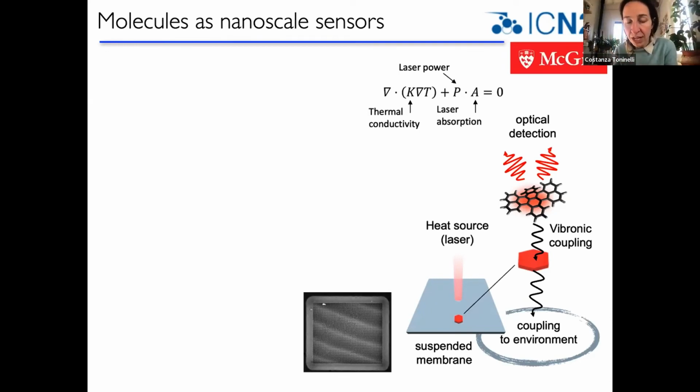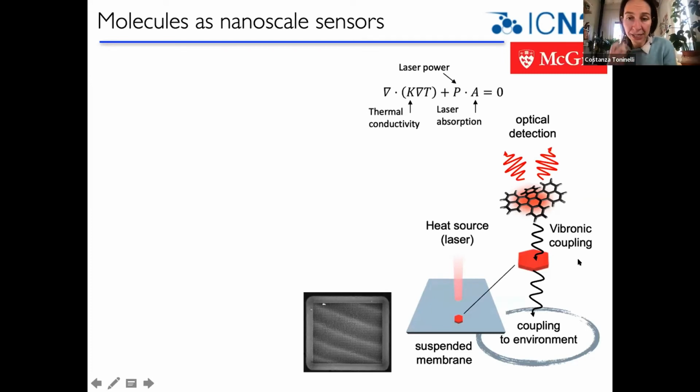Okay, so here we managed to deposit our nanocrystal on top of a nanostructured membrane coming from ICN2. And we wanted to see whether the molecule could sense the phonon propagation occurring on this membrane, and we had to excite phonons there. And for that, we used a laser source, essentially, that we could displace with respect to the molecule.